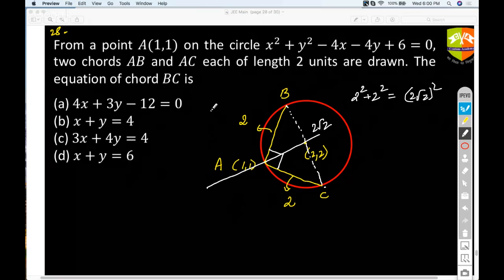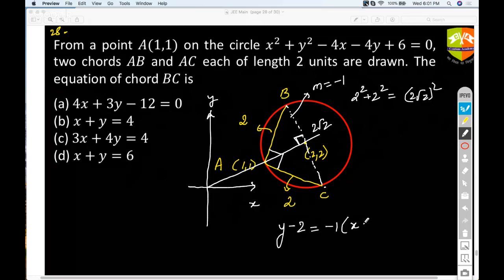So the line from the origin is containing the point (1, 1) and the center both. That means this line BC is perpendicular to the given line y equal to x. So this has to have a slope of -1. So a line having a slope of -1 and passing through (2, 2), the equation will be y minus 2 is negative (x minus 2). That means x plus y is equal to 4. Correct?